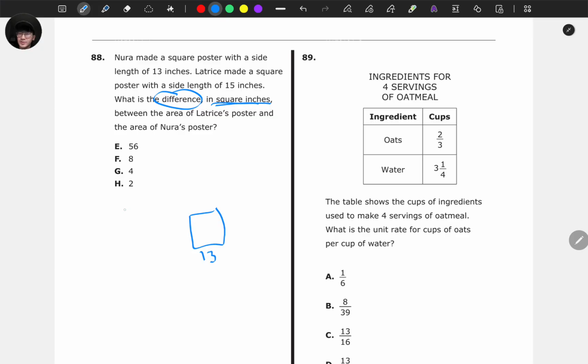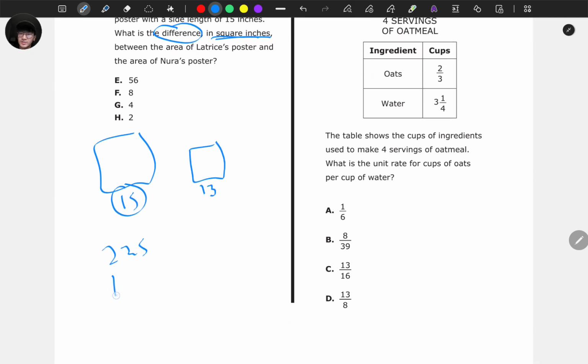Okay, so that means you just got to find two areas and subtract them, right? So you need to find the area of a square. That's just the side length squared. So 15 times 15 is 225, right? And then 13 times 13 is 169. So get comfortable with your perfect squares, okay? And then you're just going to do this math.